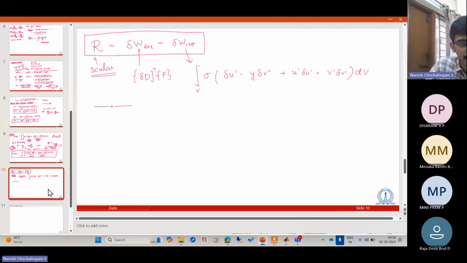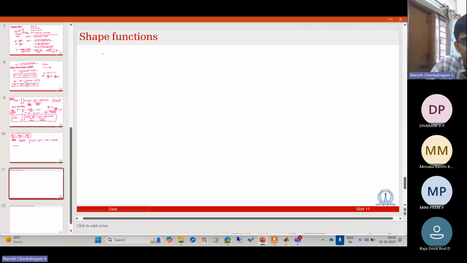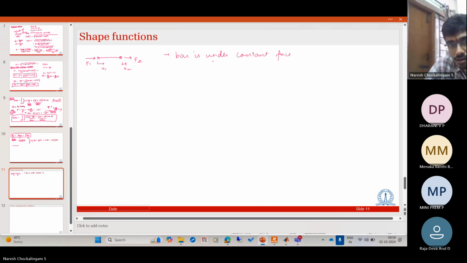Now coming to a slightly unrelated concept of shape functions. Those of you who have taken finite elements will know what shape functions are. If you take a bar, you are applying some arbitrary forces F1, F2, and it undergoes some displacement U1, U2. Now you see that the bar is under constant force. So that's under constant stress also, which means it's under constant strain. So how will the displacement field be? For a constant strain, what is the displacement field?